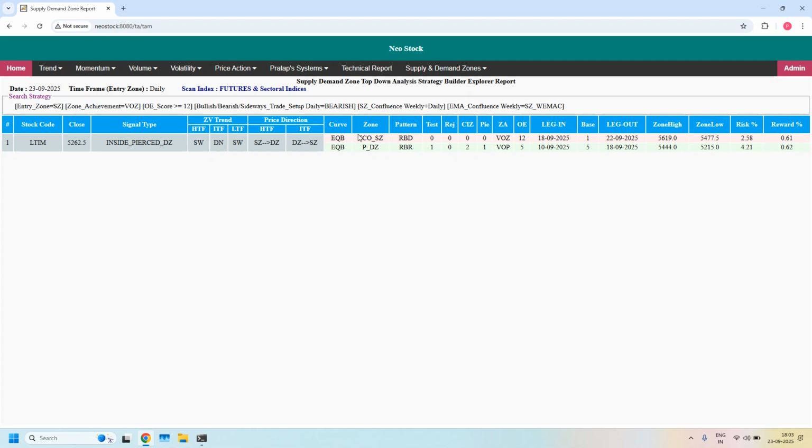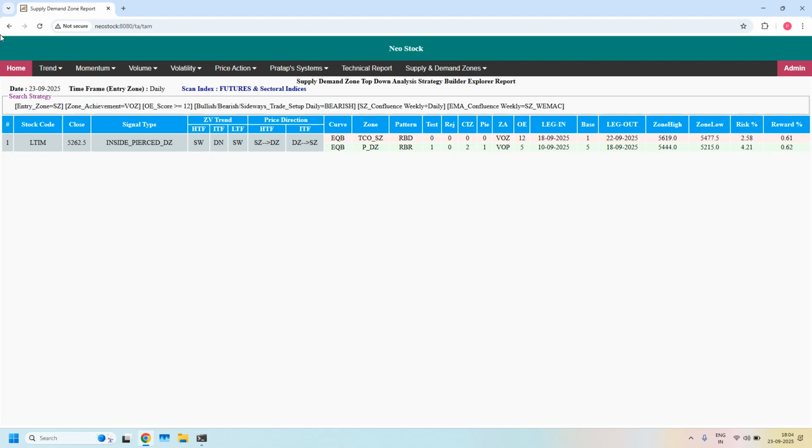So this daily supply zone has a high probability of success, provided the lesson 20 checklist items are satisfied. Otherwise, higher chances of zone violation. So that is very, very important. So this is about the bearish trade setup. But one more filter we should also check.